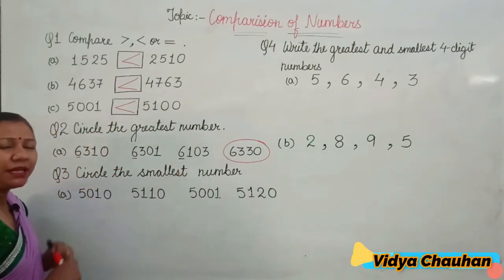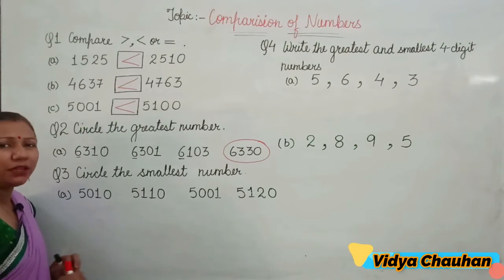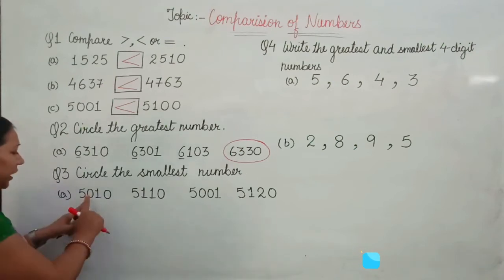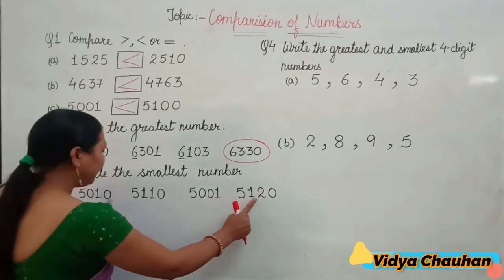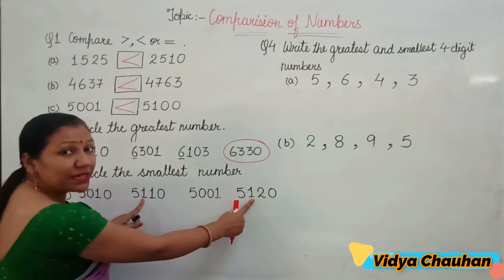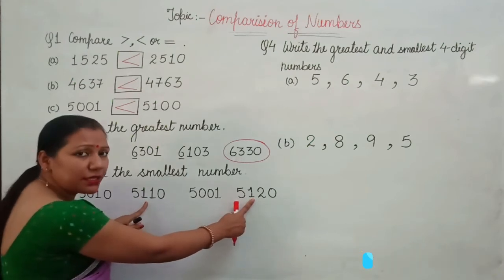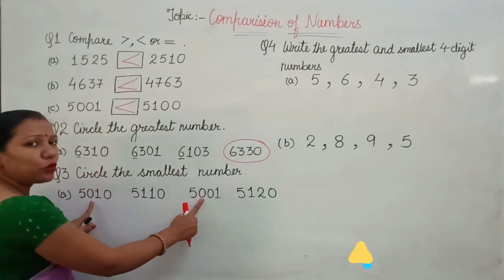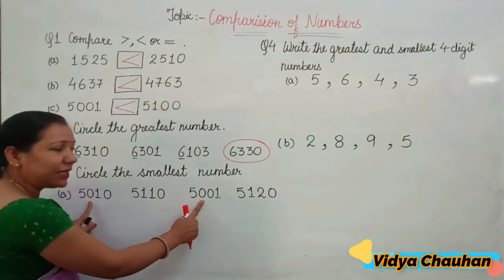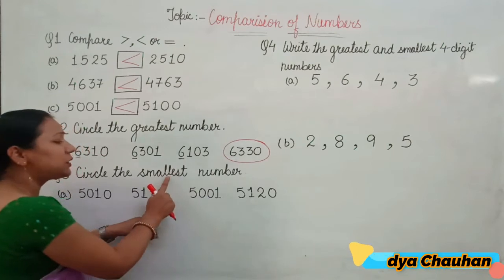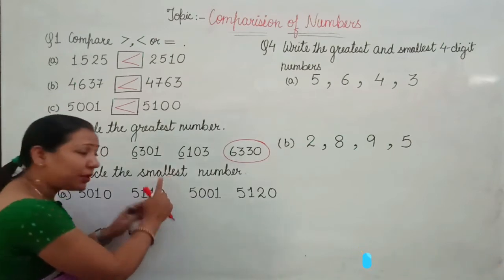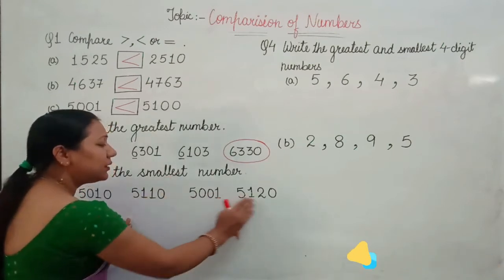So at 1000 place in all the four numbers we have 5. They all are equal. Comparing the next digit at 100 place: 0, 1, 0, 1. Now these two 1s at 100 place are bigger than the zeros at 100 place. So in that case we will discard these two numbers, because in this question we are finding the smallest number. So we will not consider these two numbers.